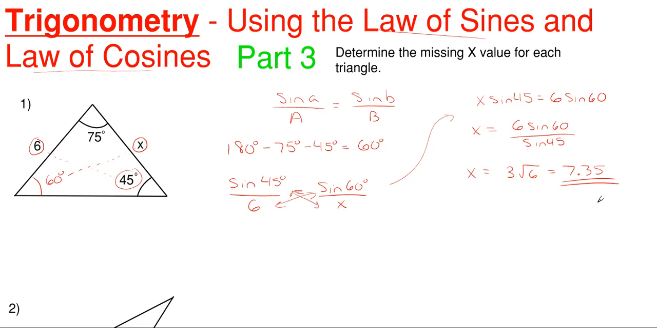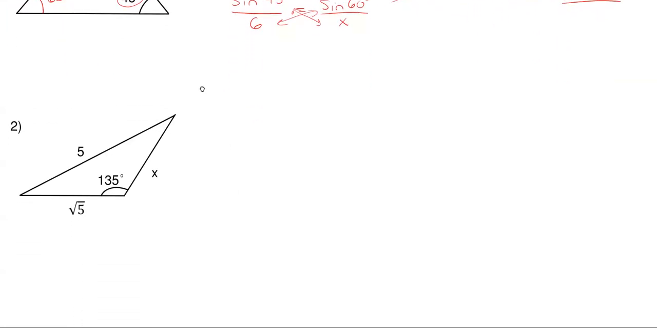So that's the law of sines, and keep in mind that with the law of sines, you need less information than you do for the law of cosines. All right, so let's move on to our second triangle here. All righty. So with our second triangle here, x is also a side.